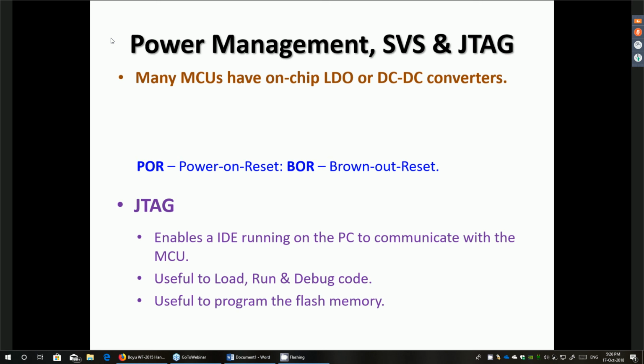So JTAG is a hardware port that enables the IDE software running on your PC to communicate with the MCU. It is through the JTAG that you load the code you want to run on the MCU. And of course, you also get a lot of debug hooks, like setting a breakpoint and so on, right? Okay.